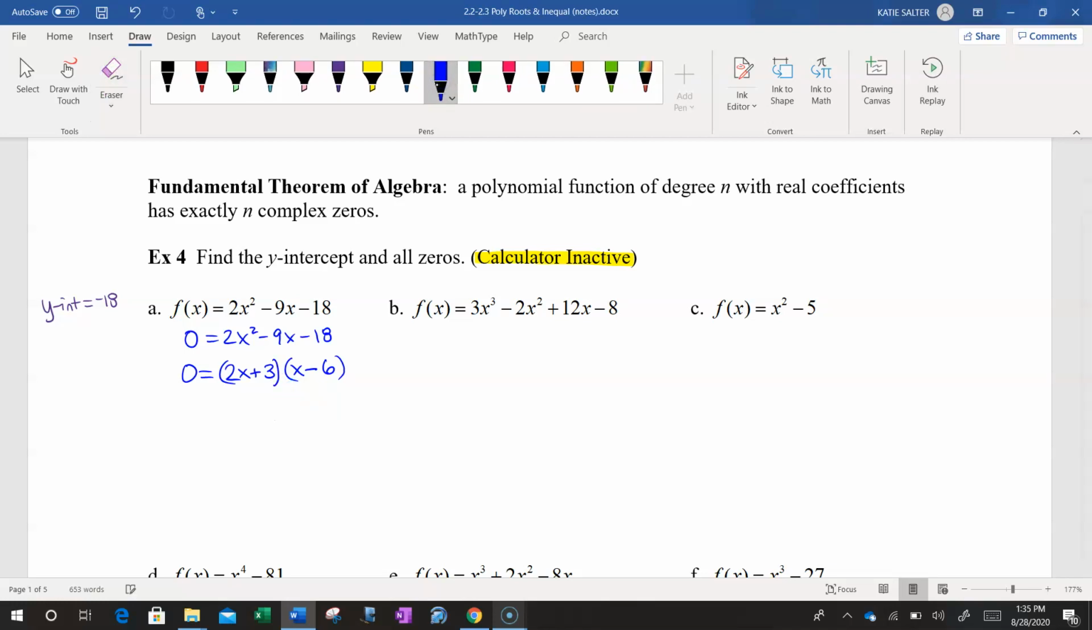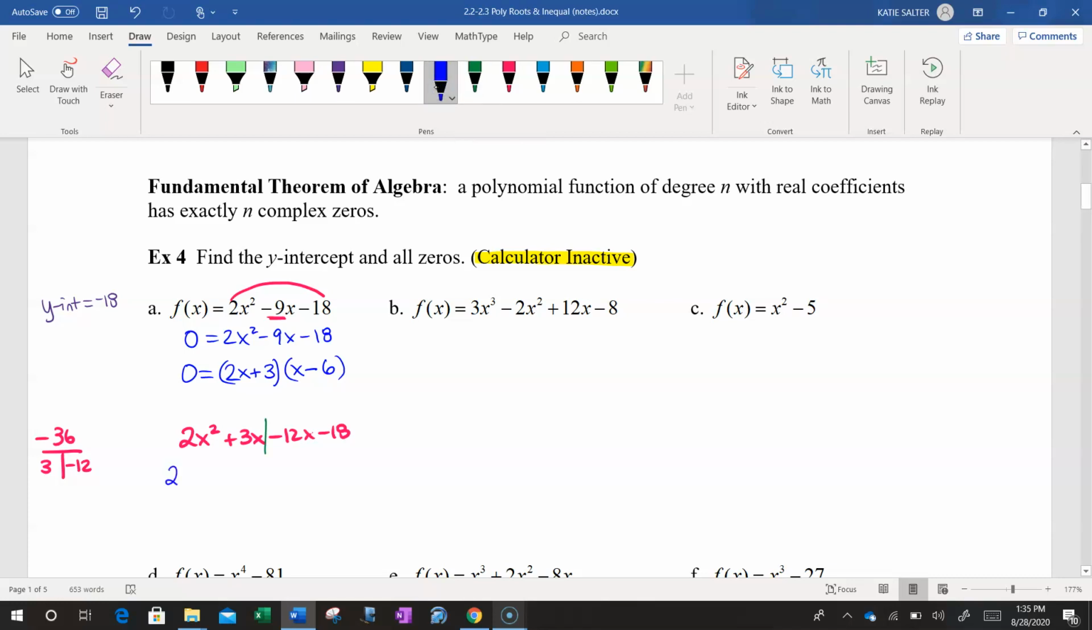If you can't factor by guessing and checking, that's where you would do that AC product. You would say, okay, 2 times negative 18, that is negative 36. What two numbers multiply to negative 36 and add to that middle coefficient of negative 9? That would be 3 and negative 12. You would then rewrite that trinomial as 4 terms: 2x squared plus 3x minus 12x minus 18. And then we use grouping. What do the first 2 terms have in common?